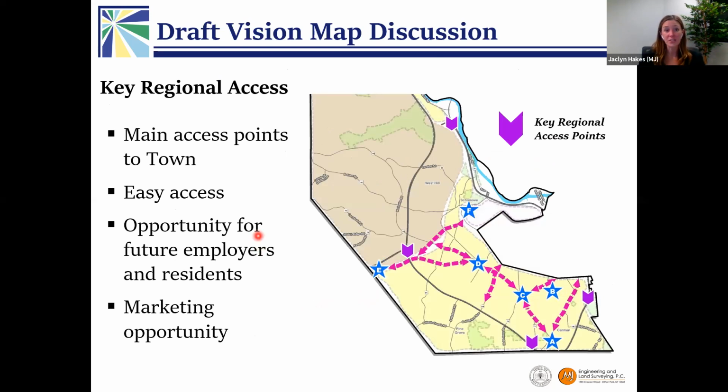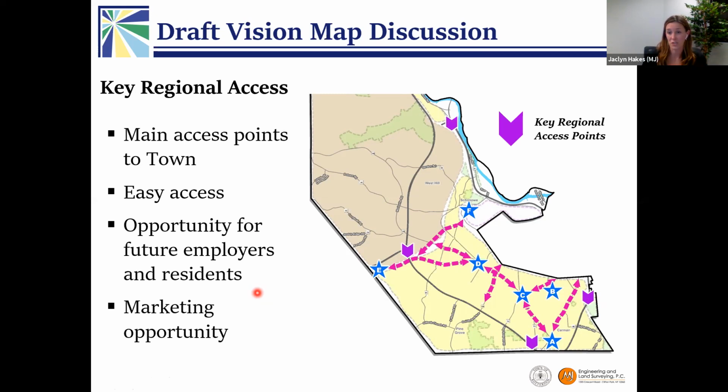Moving on to key regional access. One of the things that was pointed out by the community, but also reflected in the vision, is the fact that there are several significant regional access points to the town of Rotterdam. We've identified those with the purple areas here. So those are key access points off of I-90 as well as 890. And that's a really interesting and unique opportunity for the town. It provides easy access not only into the community, but easy access for goods and services and folks to work outside of the community. So there's both options there.